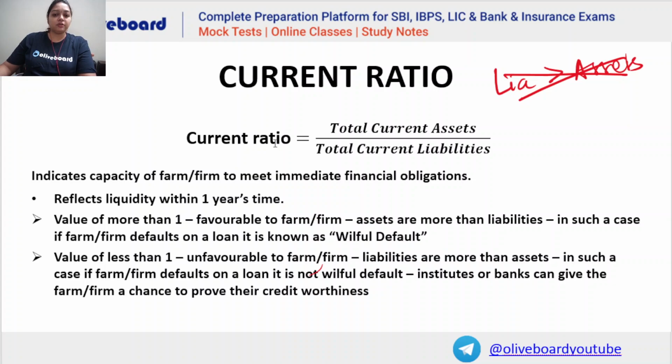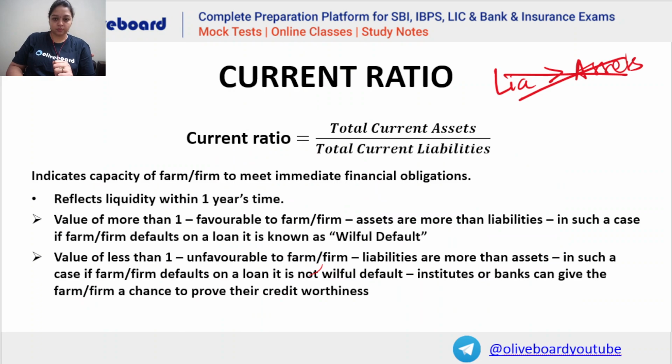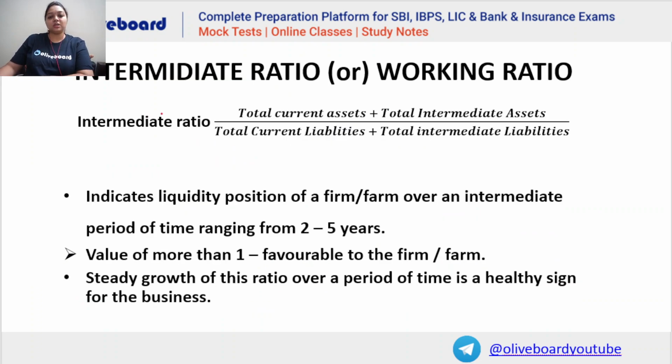The next ratio that we are going to do is the intermediate ratio. Intermediate ratio is, sorry, there is an equal to here: total current assets plus total intermediate assets divided by total current liabilities plus total intermediate liabilities.